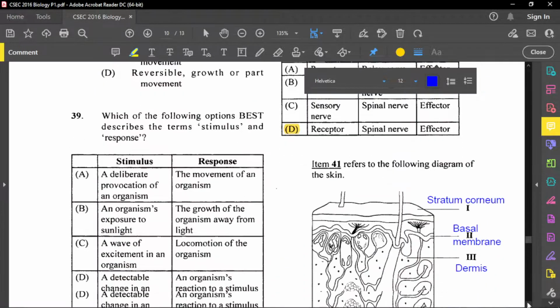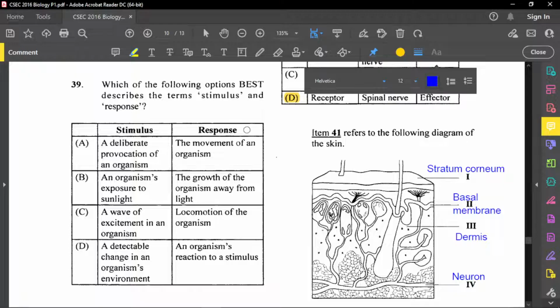I go to 39. We missed out 39. Now for 39, it says, which of the following options best describes the terms stimulus and response? So a stimulus is something that we can detect in the environment. I think we talked about that in the previous question, the previous paper as well that we did. All right, so it's a deliberate provocation of an organism. No, it cannot be deliberate at all, in no shape nor form. So A is out.